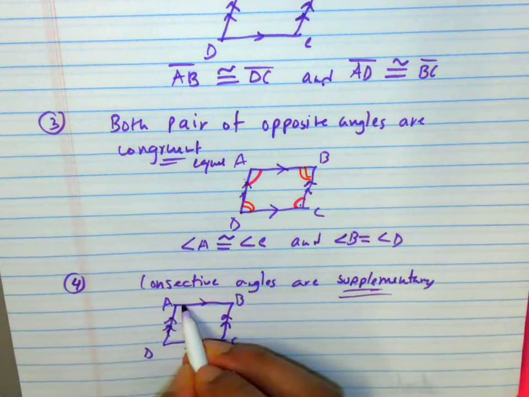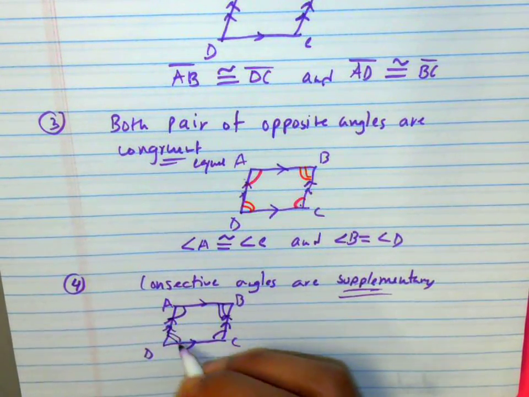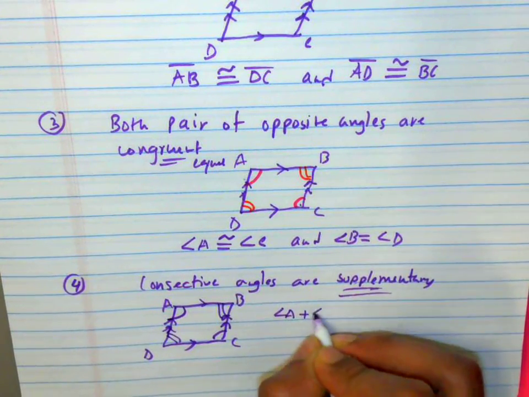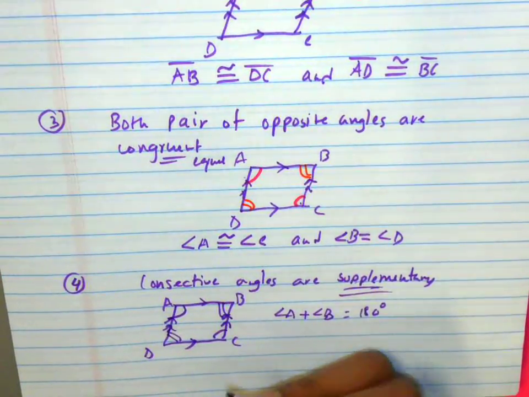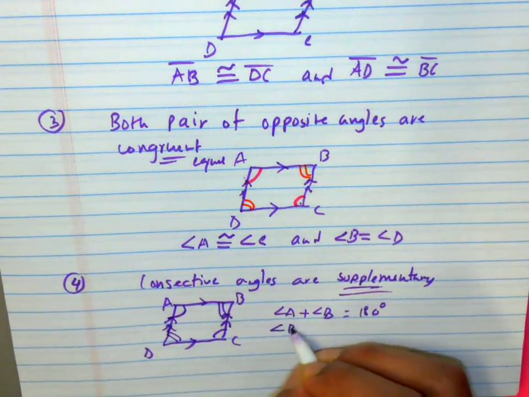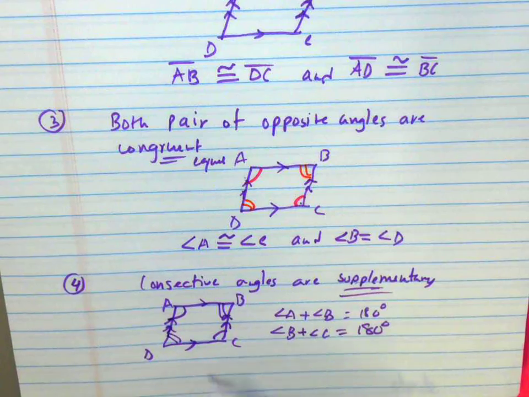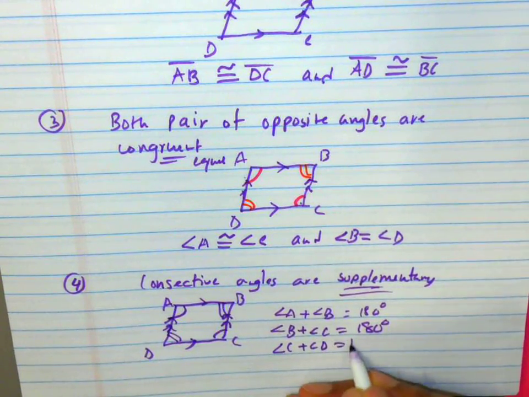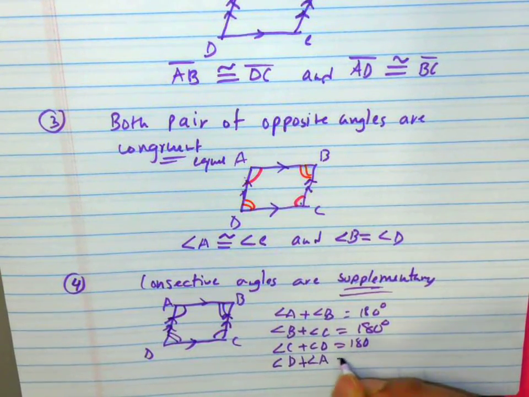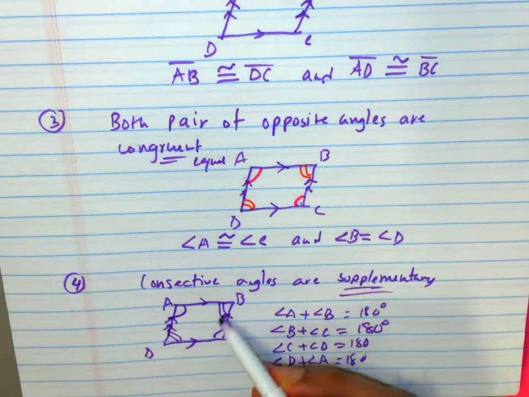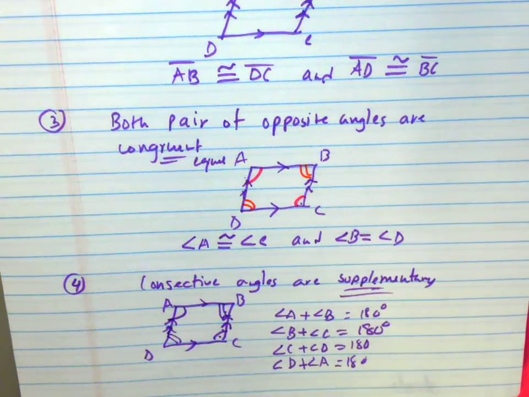So we can say this to this, this to this. So we can say angle A plus angle B, their sum will be 180. Or we can say angle B and angle C, this sum will also be 180. Or we can say angle D and angle C, sum is 180. Or we can say angle D and angle A, sum is 180. So you choose any pair of consecutive angles, because they're supplementary.